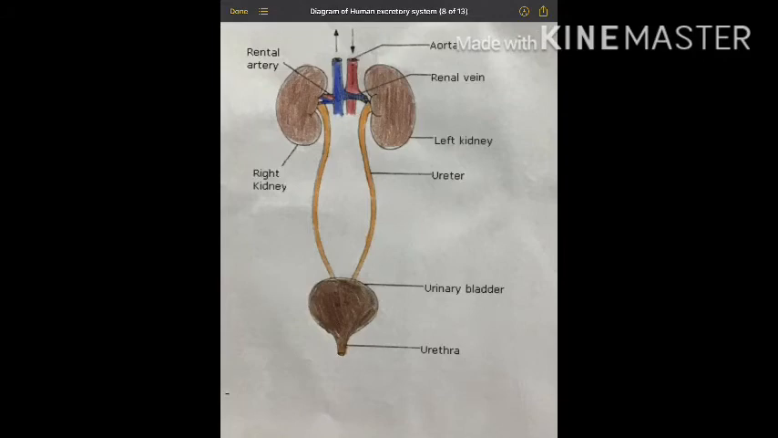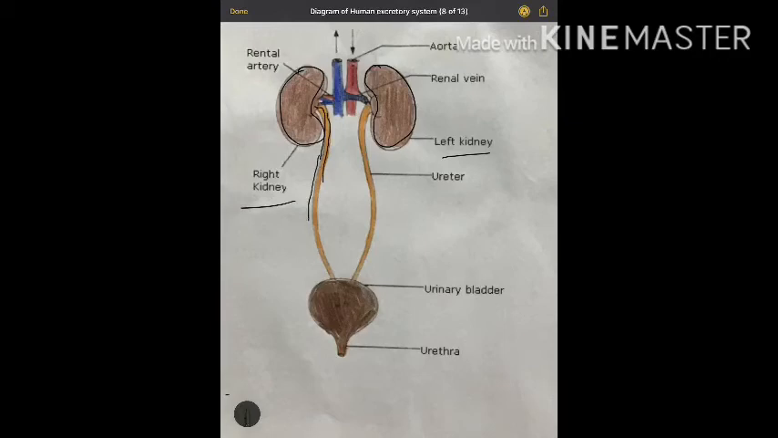The excretory system consists of kidneys, as you can see here, students. These are the bean-shaped kidneys. We have two kidneys in our body, and we call them the right kidney and the left kidney. These kidneys are connected with tube-like structures. As you can see, two tube-like structures, or we can say a pair.